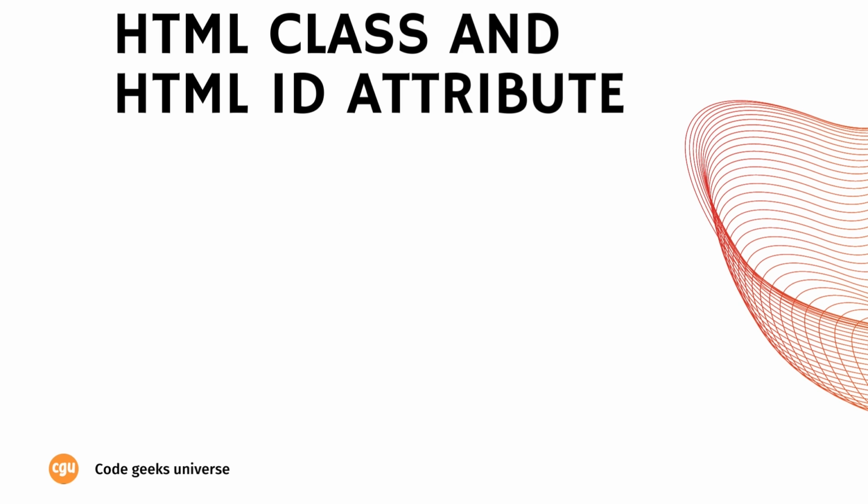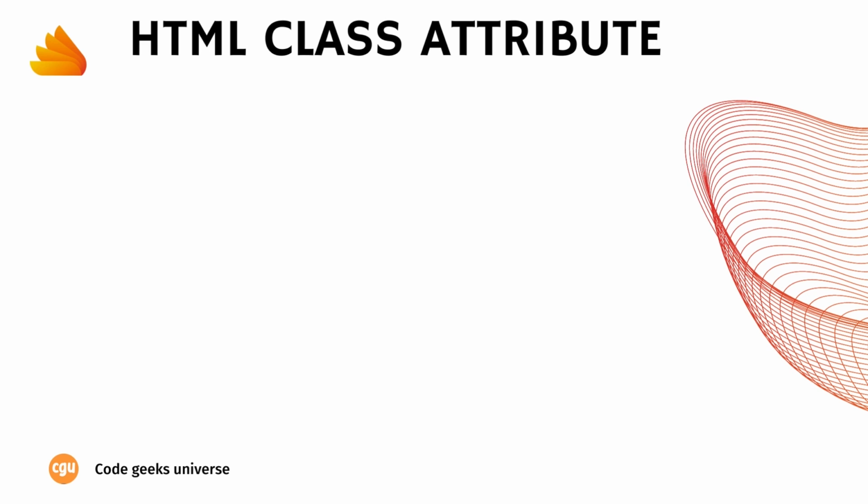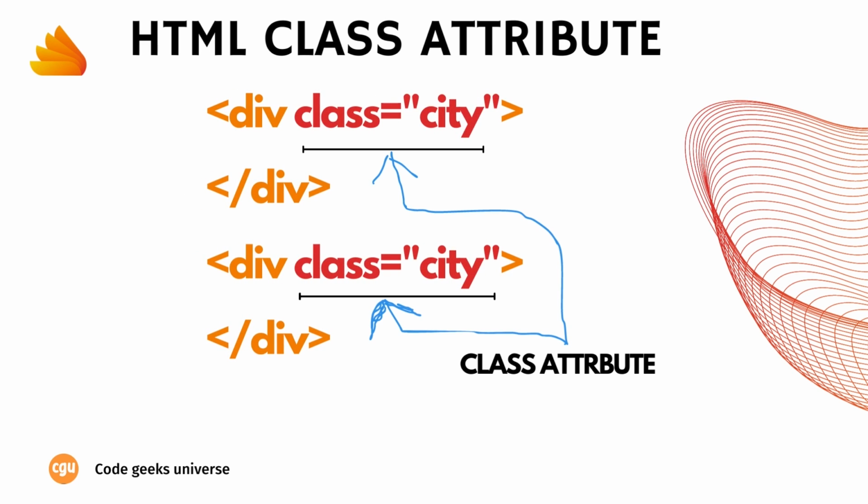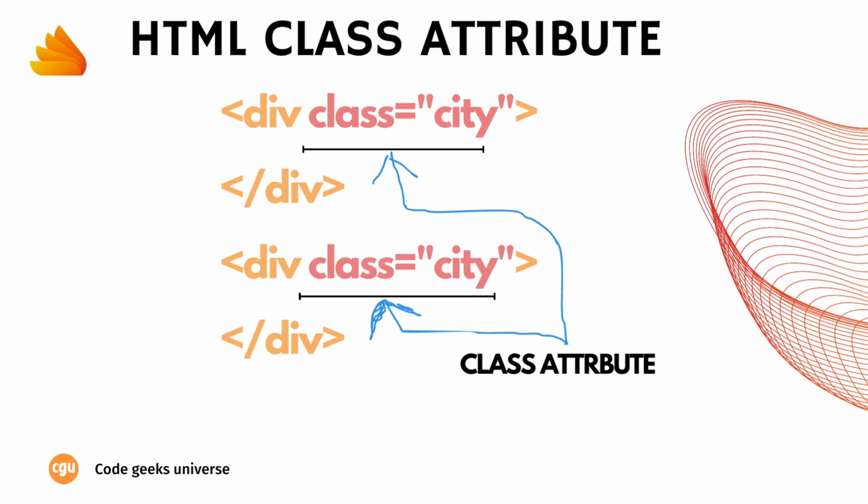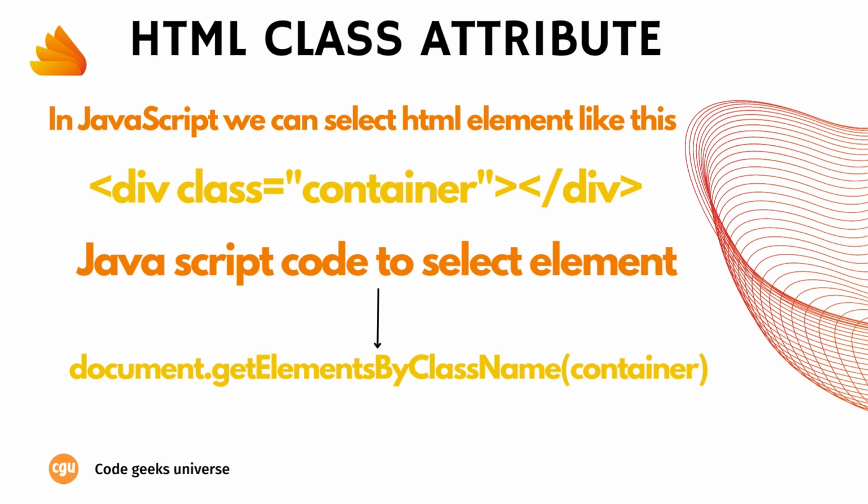First, we will learn about the class attribute, and then we will move further and learn about the ID attribute. So the class attribute in HTML serves a valuable purpose by allowing you to assign a specific class to an HTML element. This makes it possible for multiple elements to share the same class, providing consistency and efficiency in your code. The class attribute is an incredibly useful tool in web development.